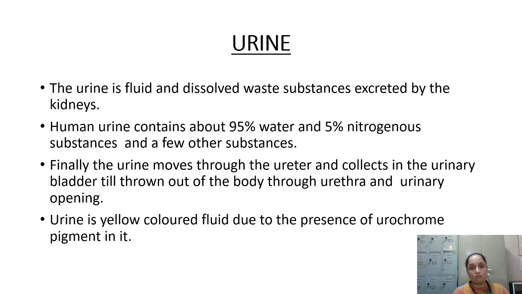Now we have to talk about the composition of urine, what exactly it is. Urine is a fluid of dissolved waste substances excreted by the kidney. What is urine? A fluid in which the waste is in liquid, that is dissolved, form. What does human urine contain? Nearly 95% water and 5% nitrogenous substances.